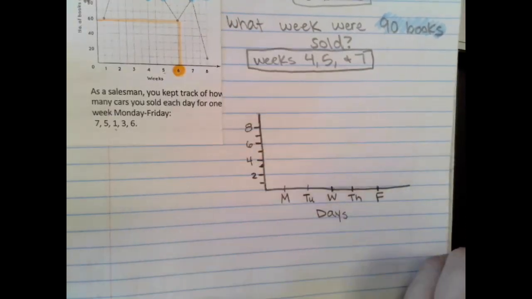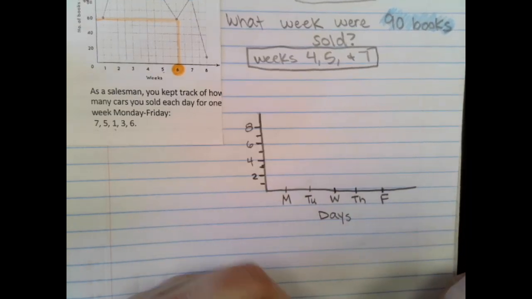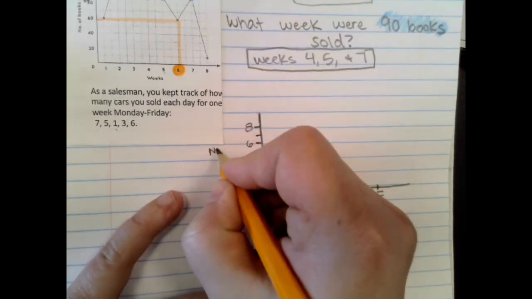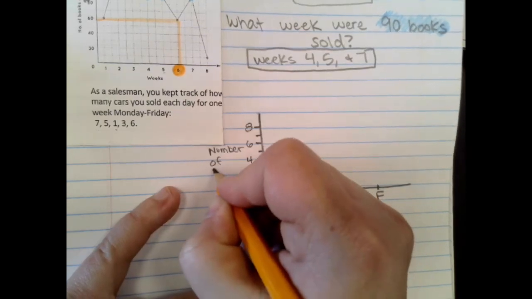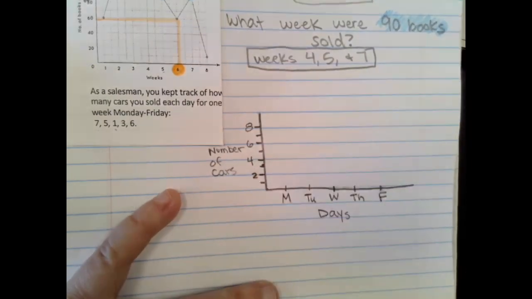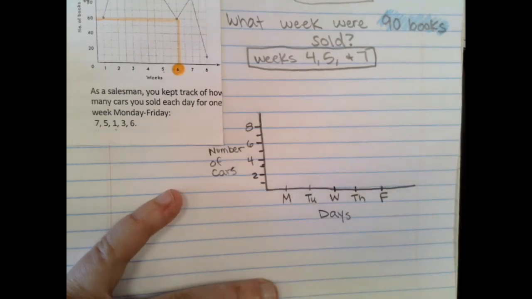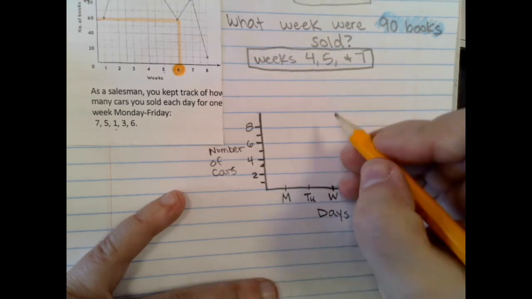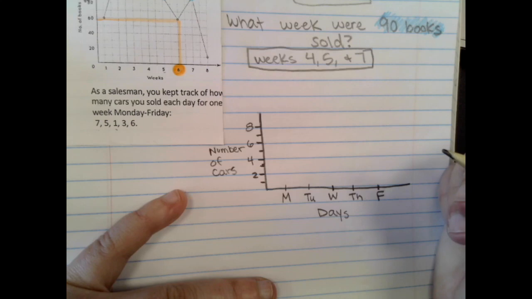And what do these numbers represent? Is it the hours we sold them, how many we sold them, the number of people we sold them to? Yeah, how many. So it's the number of what? Cars. So number of cars. And we need an overall title. What is this graph going to show us? Car sales.